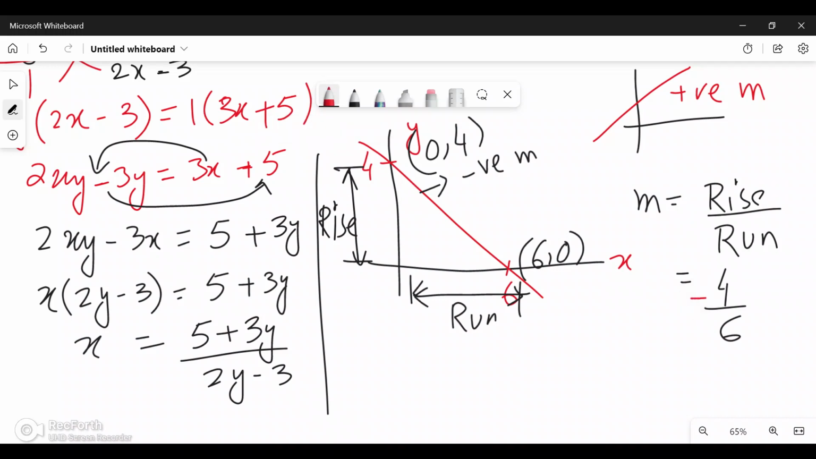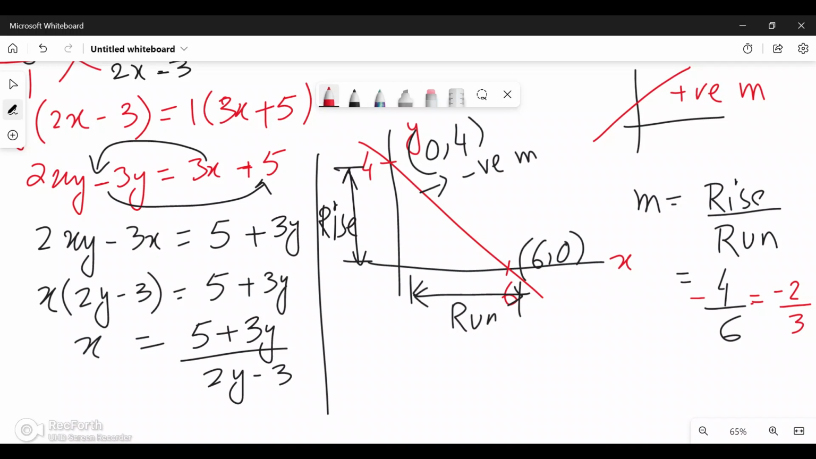But before writing the final answer, you should know this is a downward sloping line. So we will write a negative sign with it. So after simplification, you will get negative 2 over 3 as your final answer. And that is the gradient of this line. I hope you got how to work out the gradient of a line.